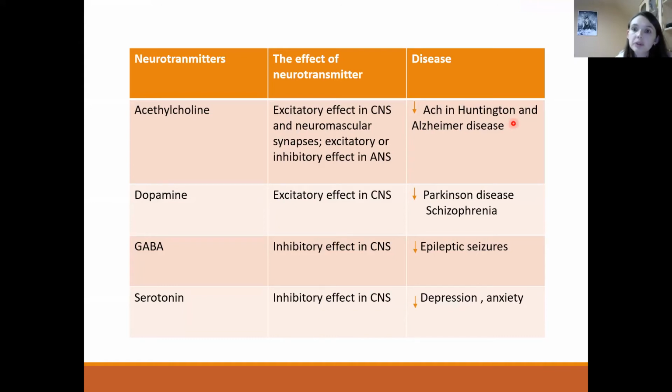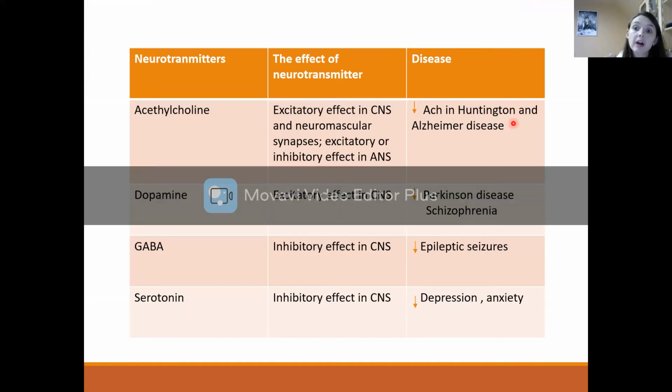So now let us look at this table, which describes several neurotransmitters, the effect of the neurotransmitters, and what kind of diseases they could lead to if we have a lack of them or a huge amount of them in our nervous system.